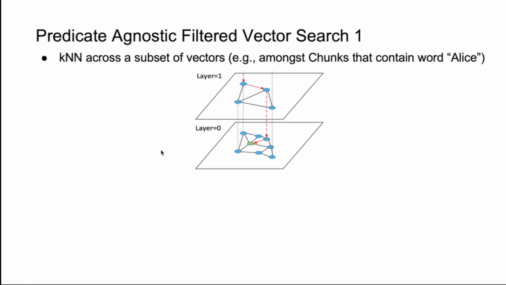More interestingly, one thing that we can do, which is important, especially if you want more precision and context management in the vectors and nodes that you have in your graph database, is what we call filtered vector search, or in the literature, predicate agnostic filter search. What this means is that you can perform nearest neighbor search across an arbitrary subset of vectors.